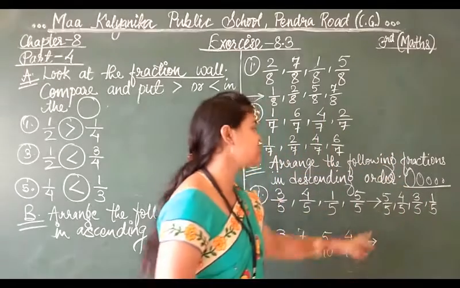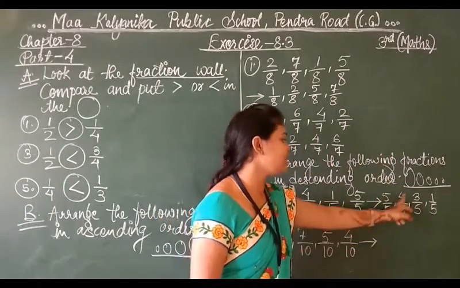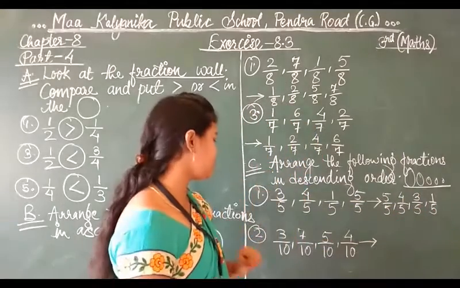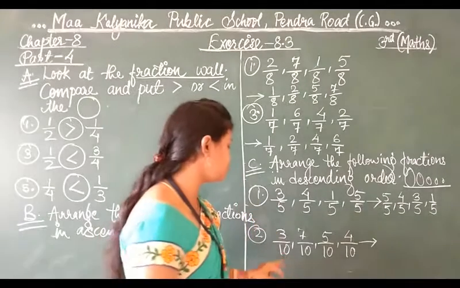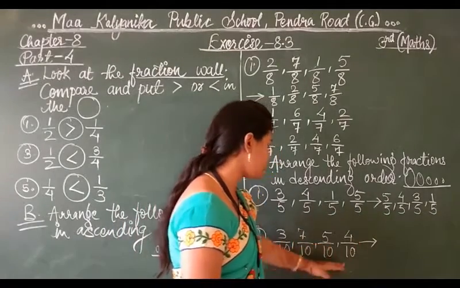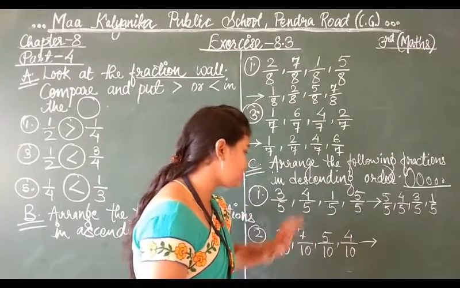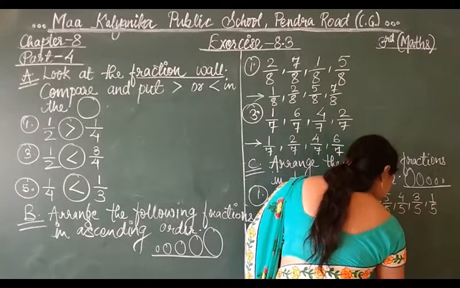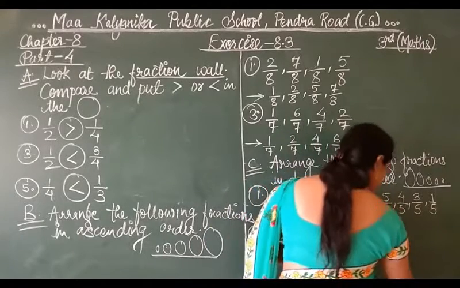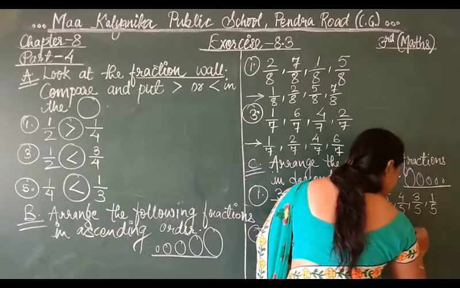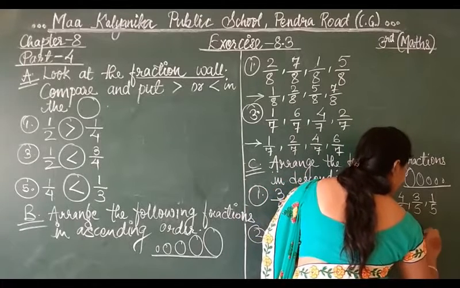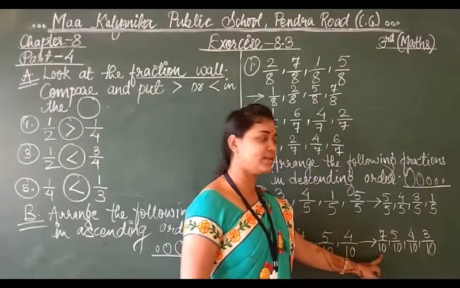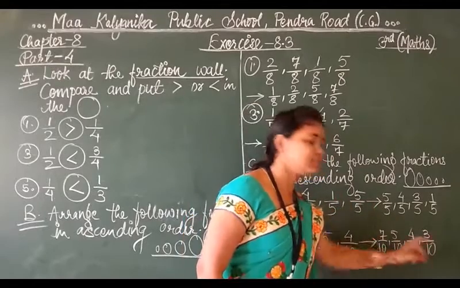What is the meaning of this? 5 by 5 is greater, then 4 by 5, then 3 by 5, and 1 by 5 is the smallest one. Then you can go through question number 2. 3, 7, 5, 4. I am not telling the denominators because they are all same. So simply descending order, 7 by 10, then 5 by 10, then 4 by 10, and then 3 by 10. So see students, 7 by 10 is the greatest one, bigger one, and 3 by 10 is the smallest one.